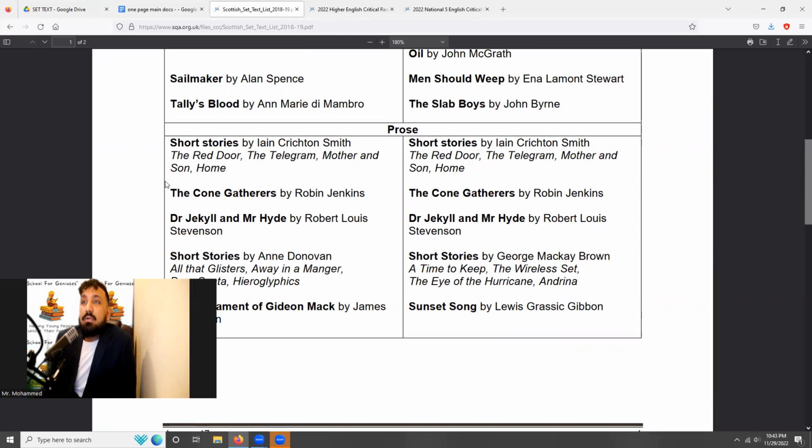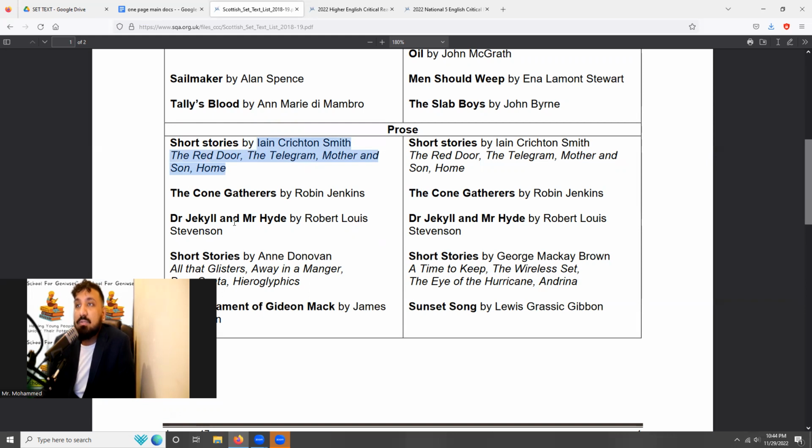Okay. Now, the next thing you could study would be prose. This is the next type of text that you could study. Prose just means fiction. Prose just means a novel or a short story. It means a book, basically, or a short story. So in terms of the short stories, you can have those by Iain Crichton Smith, which are as follows: Red Door, Telegram, and so on.